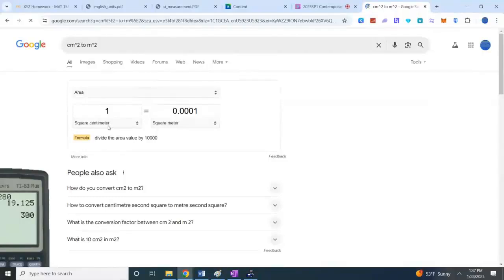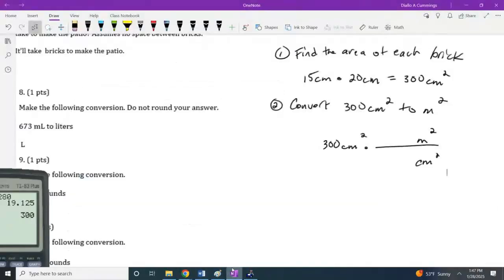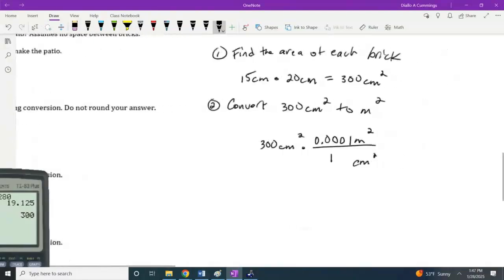And 1 square centimeter is equal to 0.0001 square meters. So 1 square centimeter is equal to 0.00, is it 3 zeros? Yeah. 01.